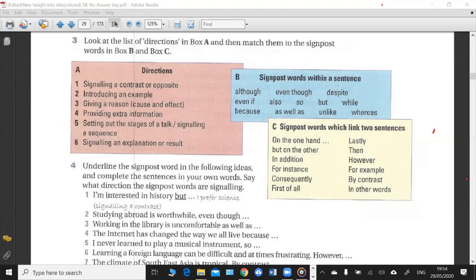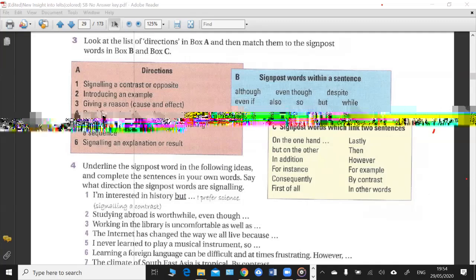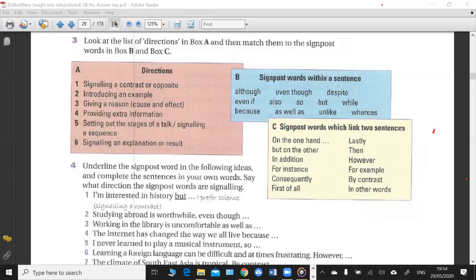It can be despite, although, even though, while, whereas, however, but, unlike, while, on the other hand, by contrast, even if. All these can be used. Contrast means something opposite. So you can use all these.